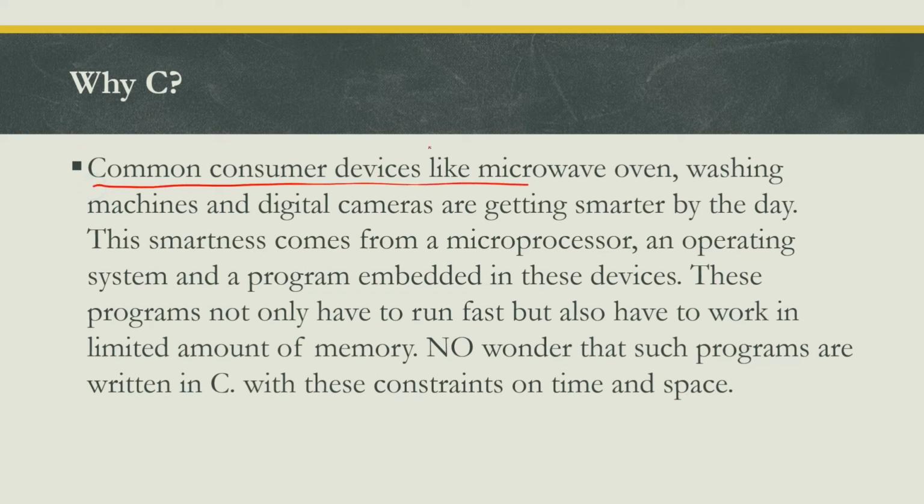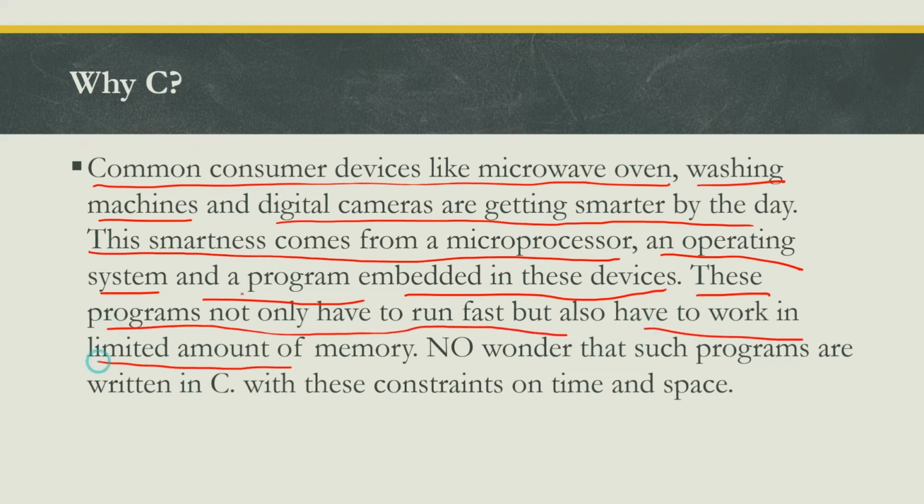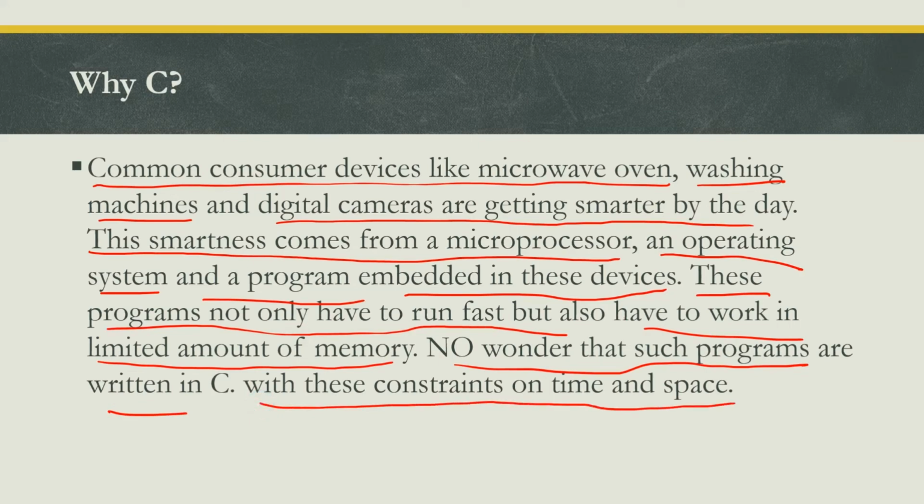Common consumer devices like microwave ovens, washing machines and digital cameras are getting smarter by the day. This smartness comes from a microprocessor, an operating system and a program embedded in these devices. These programs not only have to run fast but also have to work in a limited amount of memory. No wonder such programs are written in C with these constraints on time and space.